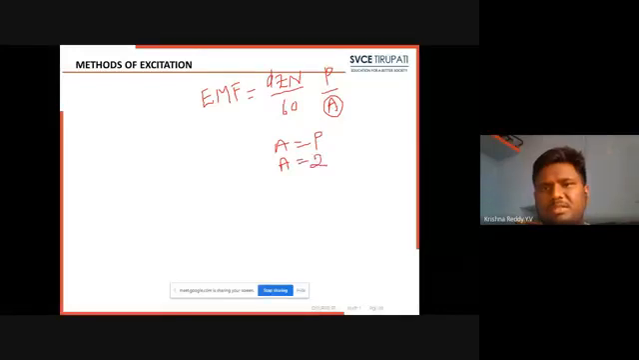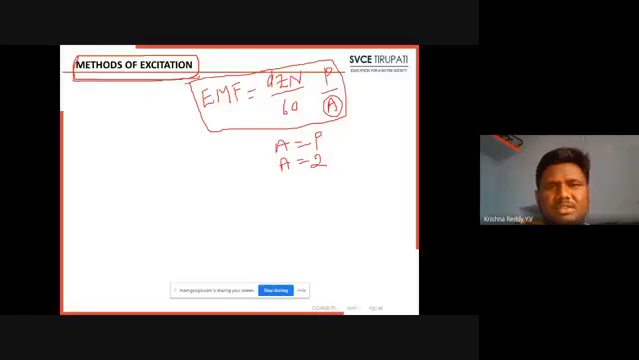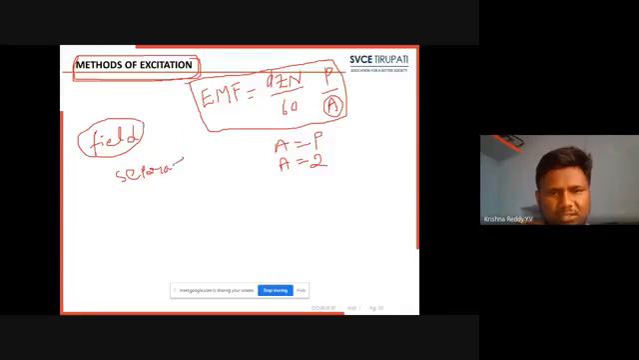Based upon this EMF equation, we solved two problems. After that, we discussed methods of excitation. Based upon the excitation given to the field winding, generators are classified into two types. One is separately excited generators. The second one is self-excited generators.